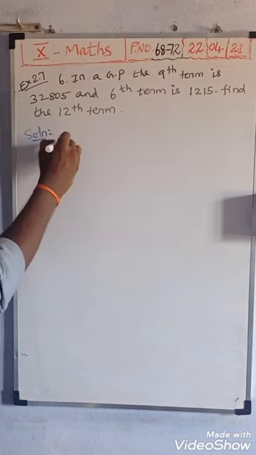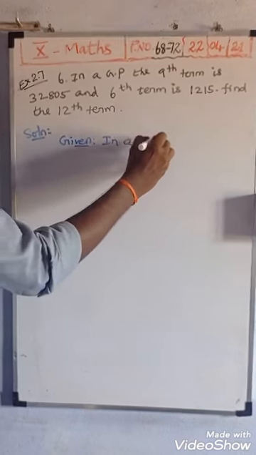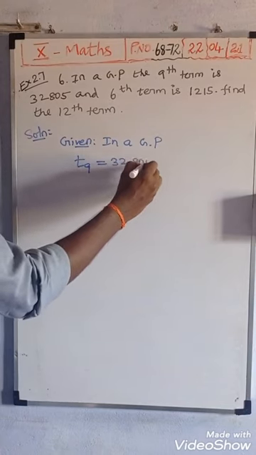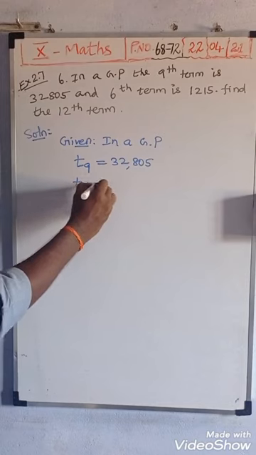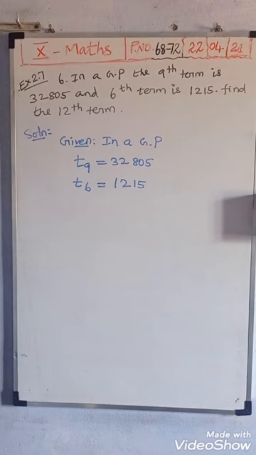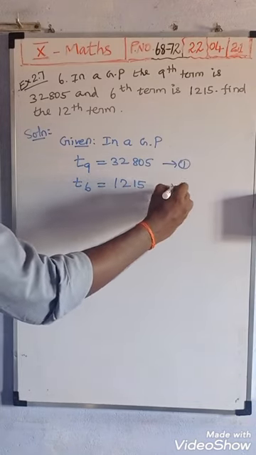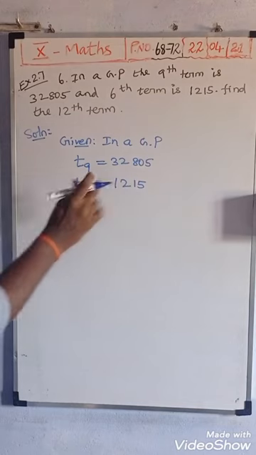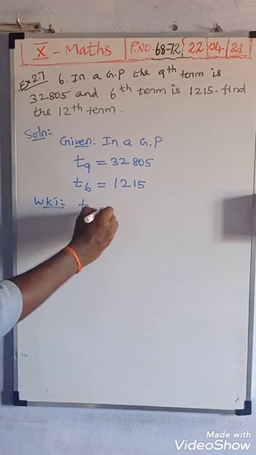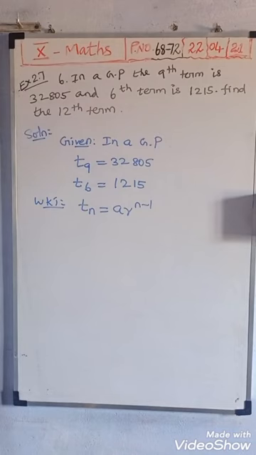So you see now this solution. In a GP, 9th term means T9 is equal to 32,805. The sixth term is 1215. Okay, these two are given. Keep this as 1, this as 2, or else you just write it as given. Now we know that in a GP, Tn is equal to, what is the formula? A r to the power n minus 1.